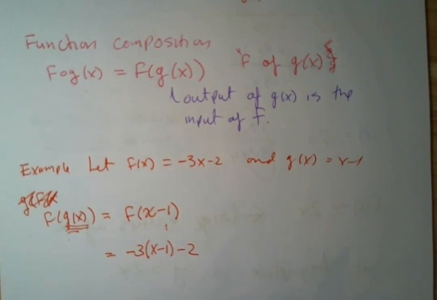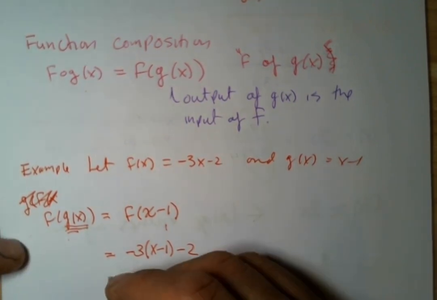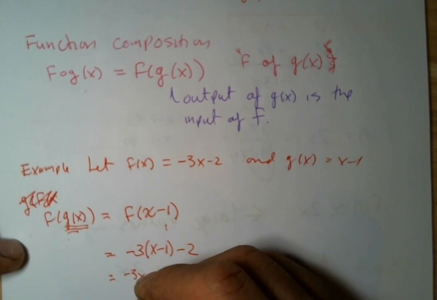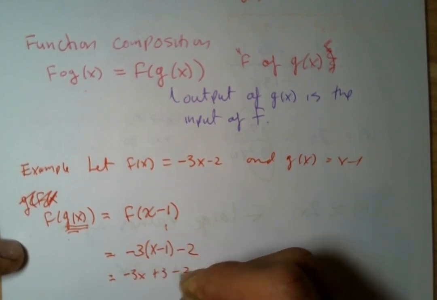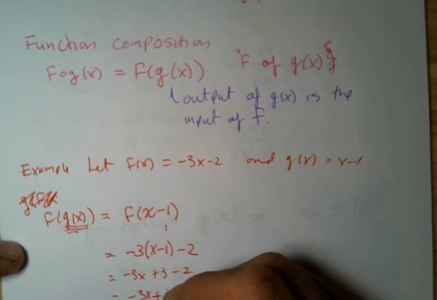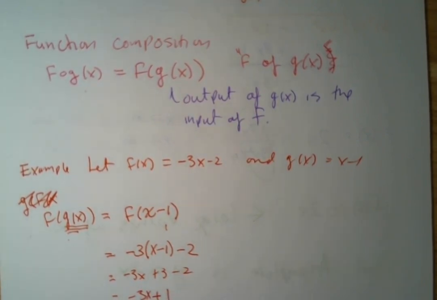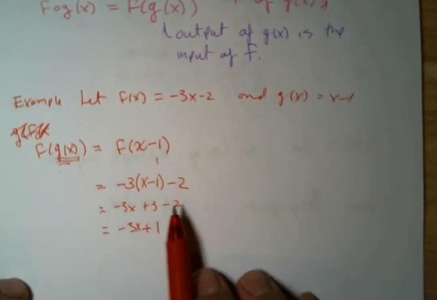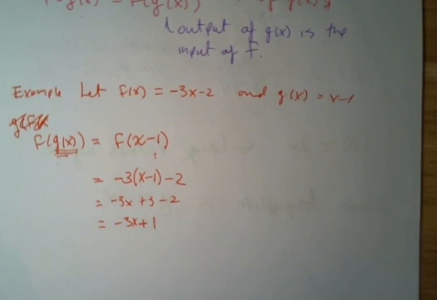I don't want to leave it like this. I want to distribute and combine any like terms. Negative 3x plus 3 minus 2. Negative 3x plus 1. Again, be careful with your distribution there. So that's how you would do f of g of x.